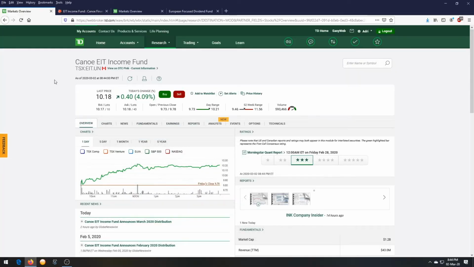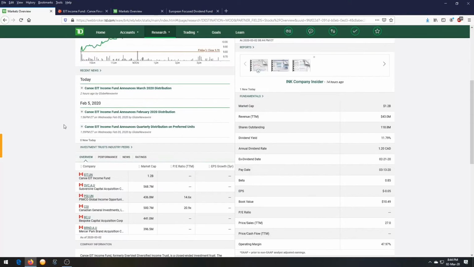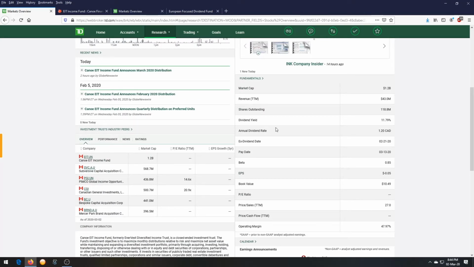Alright guys, the first income fund I want to check out with you is called the Canoe EIT Income Fund. So the stock symbol is EIT.UN. Don't be confused by the .UN, just like real estate investment trusts. That's because income funds are also considered investment trusts. They're basically buying up a unit of the fund, hence the UN. So if we look at the dividend information, the annual dividend rate is $1.20, which translates to a dividend yield of 11.79%. That's really high and really fantastic.